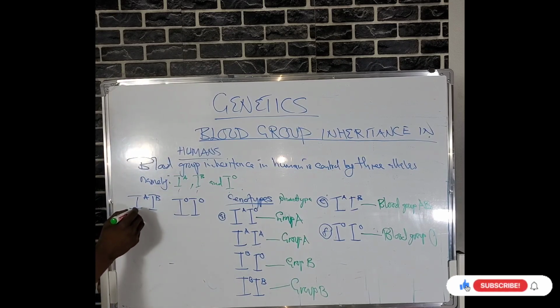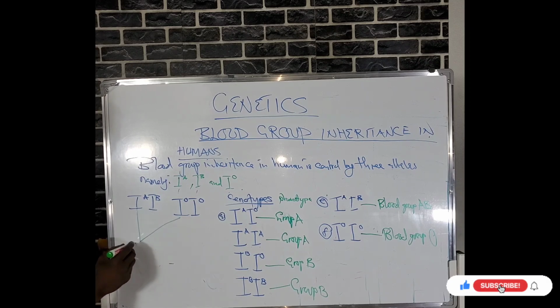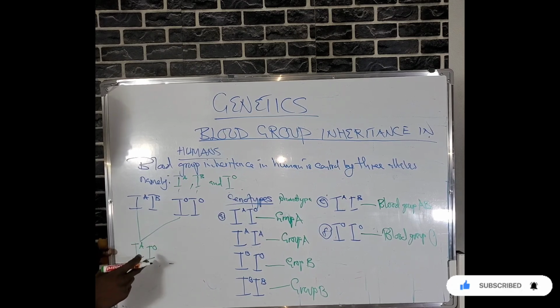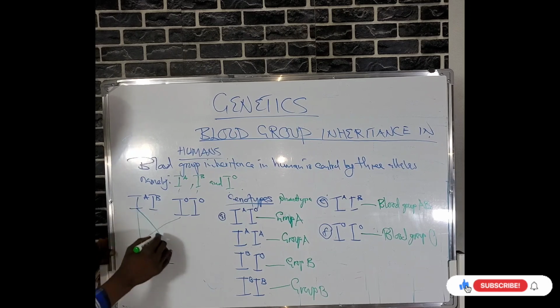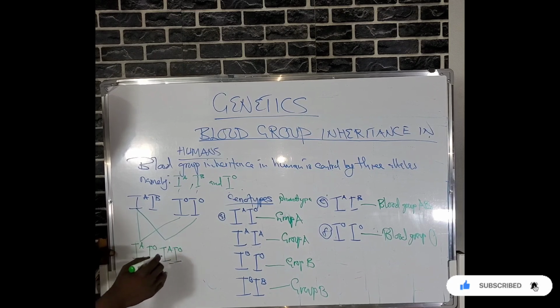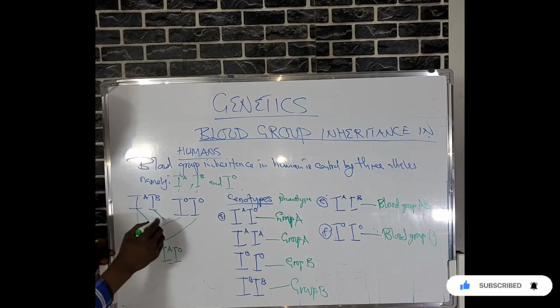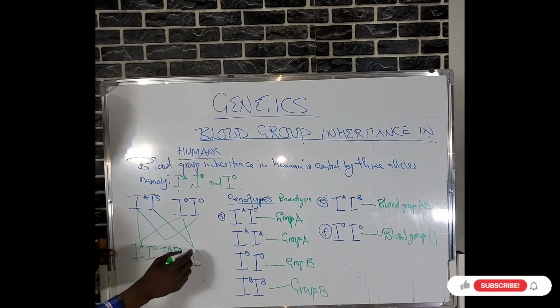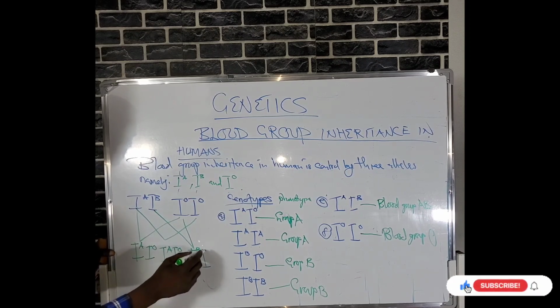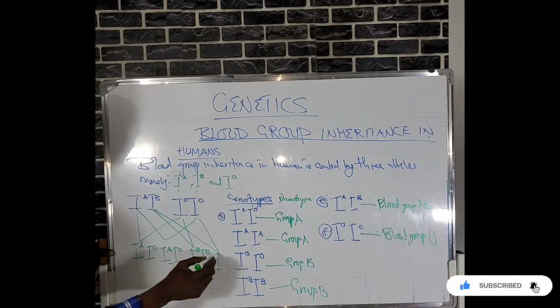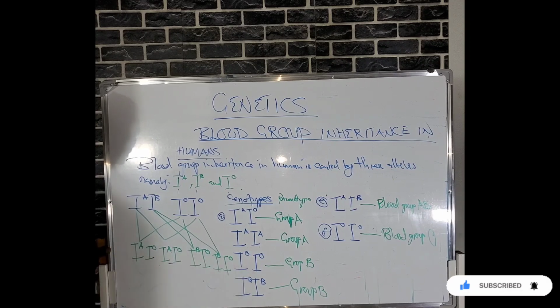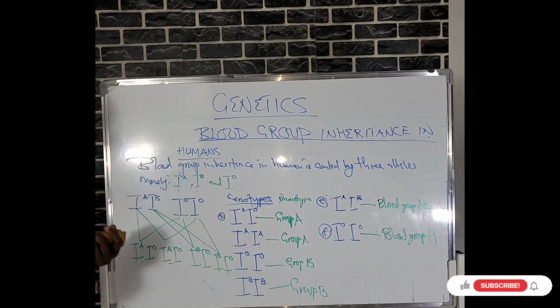So we're going to cross this one and this one, and it will be AO, which is just blood group A, because the O is recessive. Then here it will be AO, right? Then here it will be BO. Then the last one will also be BO.